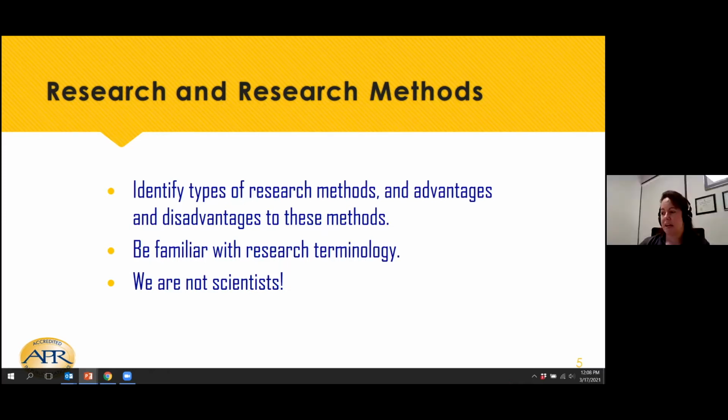So we're going to be identifying the types of research methods, advantages and disadvantages to these, and helping you become a little bit more familiar with research terminology because we're not scientists, we're PR people, right? So we want to utilize this for our purposes, but being familiar with the formalized processes.